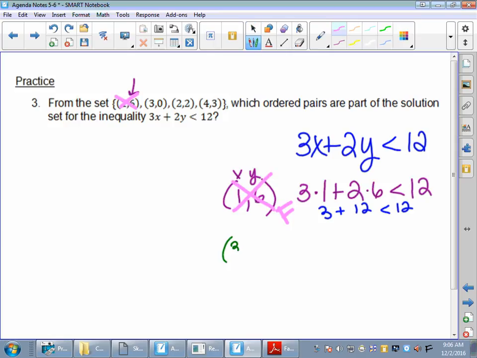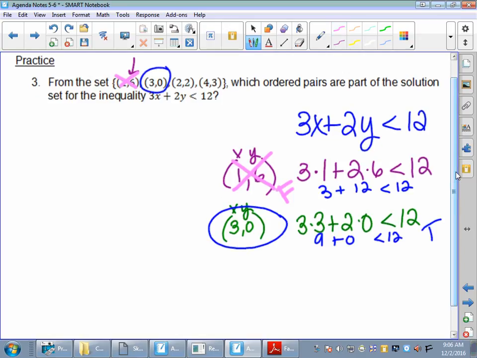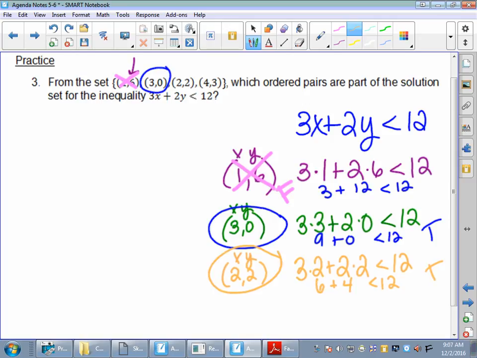Let's test out the ordered pair (3, 0). Go back to my original equation. So 3 times 3 plus 2 times 0 is less than 12. Well, that's 9 plus 0. That's true. So this is a part of my solution set. The thing is, once you find one, you still have to keep going. There could be more than one answer. So let's check out (2, 2). x and y. Back to my original equation, 3 times 2 plus 2 times 2 is less than 12. Well, 6 plus 4, less than 12. That's true. I like this one.